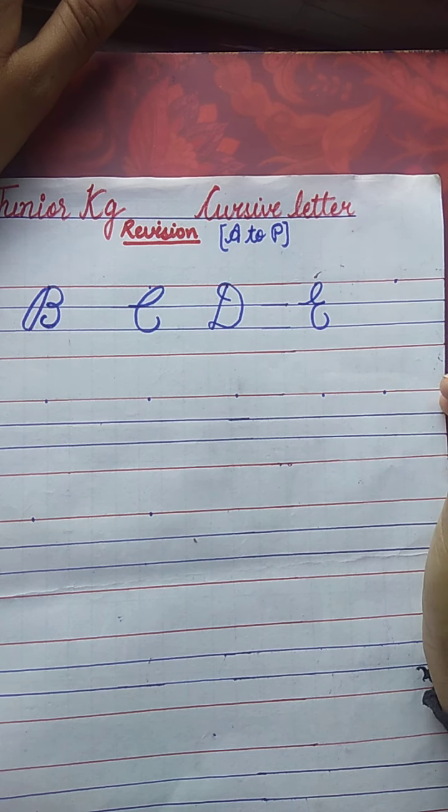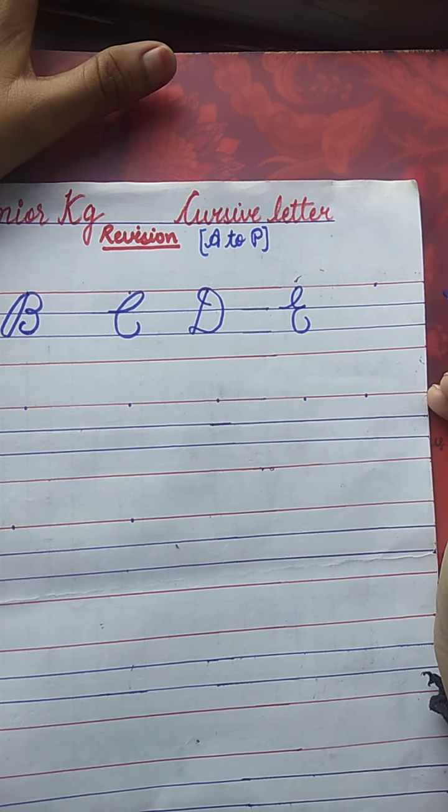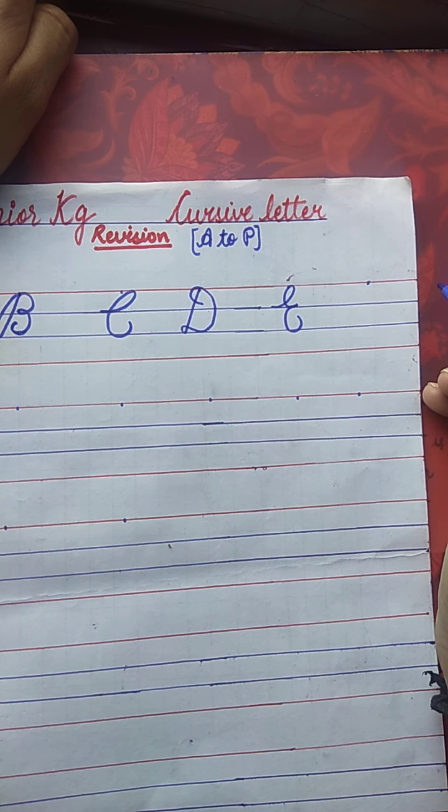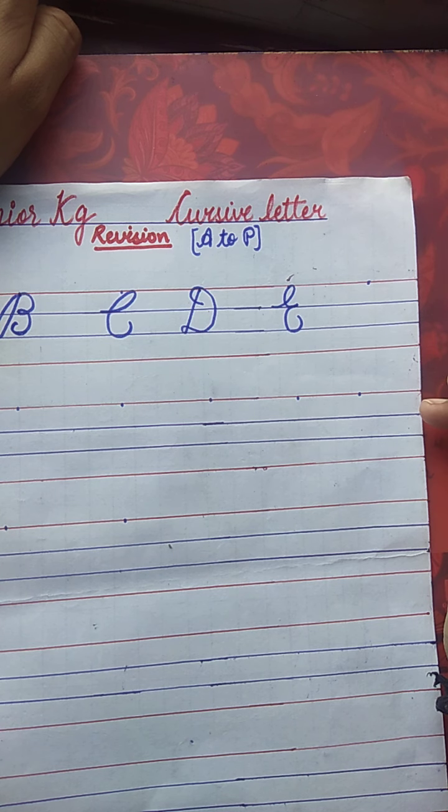E for elephant. See here, draw a curve, a semicircle, one more semicircle. This is letter E. E for elephant. Now the spelling of elephant is E-L-E-P-H-A-N-T, elephant. Now E for elephant के बाद next letter क्या आता है children?